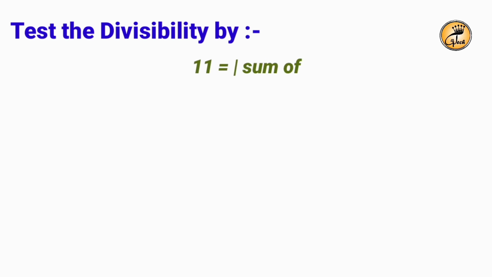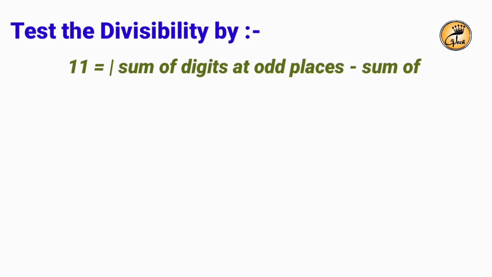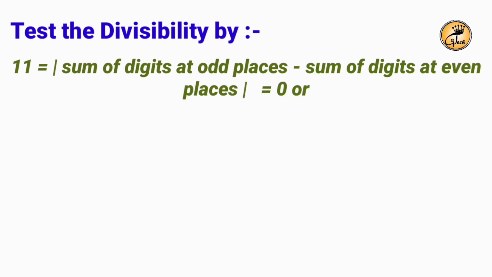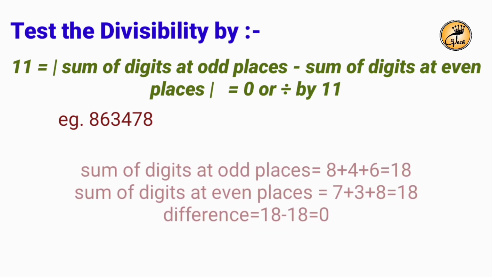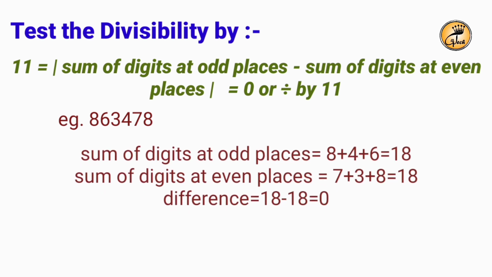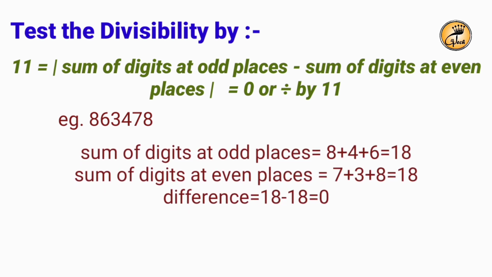A given number is divisible by 11 if the difference between the sum of its digits at odd places and the sum of its digits at even places is either 0 or a number divisible by 11. For example, 8,63,478. The sum of its digits at odd places is equal to 18. The sum of its digits at even places is also 18. So the difference is 0. Hence, the given number is divisible by 11.